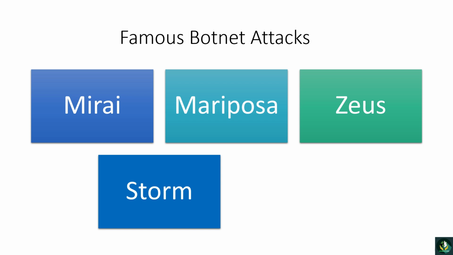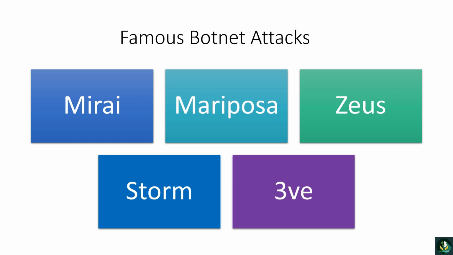Next one is Storm, first identified in 2007. Storm is one of the first P2P botnets, with a massive network ranging from 250,000 to 1 million infected devices. Storm handled attacks from DDoS to identity theft. And the last one is 3ve, first discovered in 2016. 3ve was a different type of botnet that did not steal data or money and instead generated fake clicks on online advertisements hosted by fake websites.